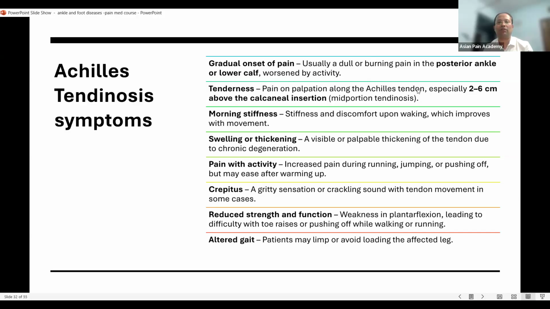Tenderness, pain on palpation along the Achilles tendon, especially 2 to 6 centimeter above the calcaneal insertion. This is called mid portion tendinosis. Remember, the Achilles tendon usually has three problems. One at the insertion, and one at 2 to 6 centimeter above the calcaneal insertion, which is always degenerative, and that is called tendinosis. Then morning stiffness, swelling or thickening of the area of the ankle, pain with activity, crepitus, reduced strength and function, altered gait, all these things can be there.